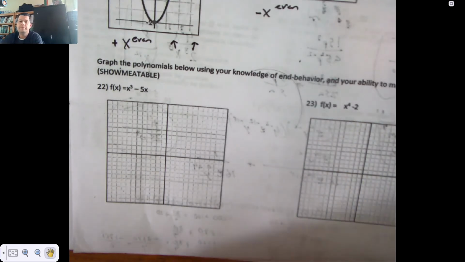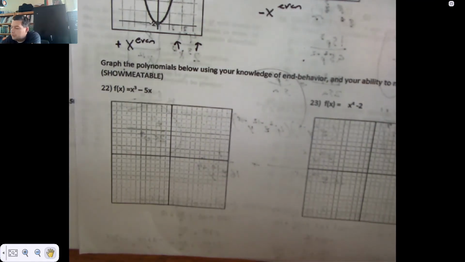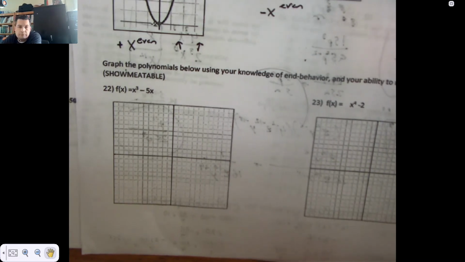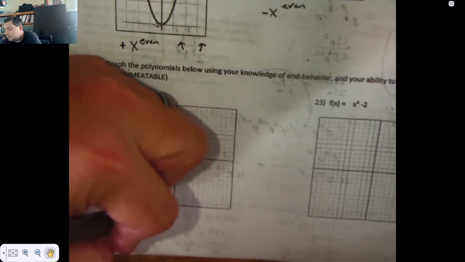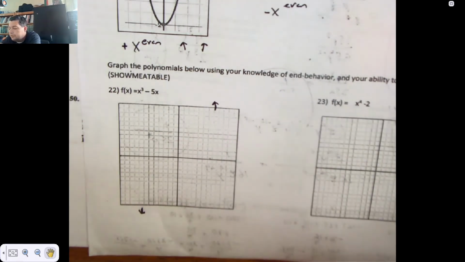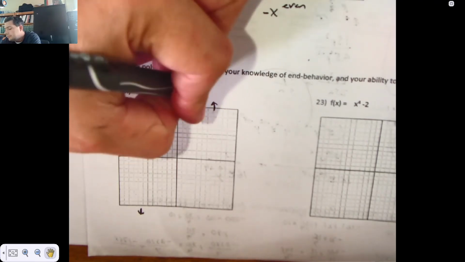22, 23. Graph using your knowledge of end behavior and your ability to make a table. Show me a table. So it's x cubed, which means it's going to start low and it's going to finish high. You can even do a little bit of factoring if you want. To find an x-intercept, you set y equal to 0, and you can pull an x.